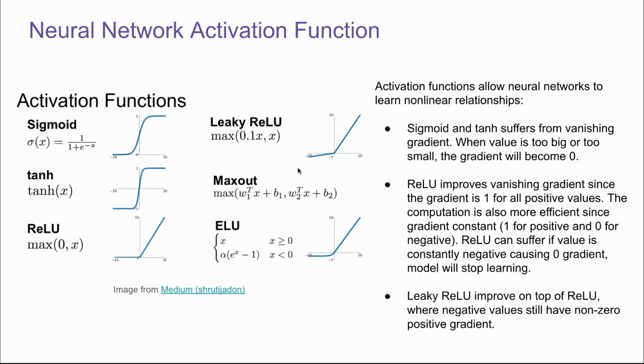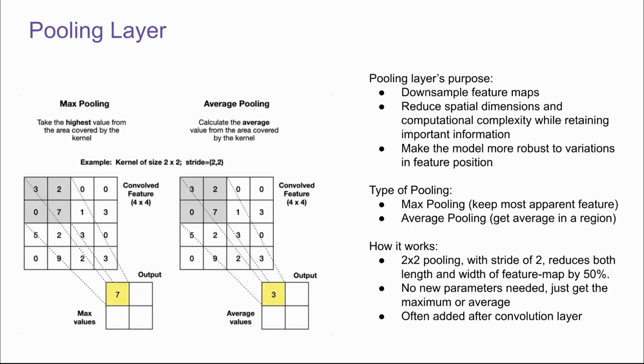And the leaky ReLU is supposed to help with that. So the negative values still have a non-zero positive gradient. It's just very, very small. For example, the positive gradient is 1 and the negative values' gradient will be 0.1. If you're not sure what activation function to use, you can start with ReLU, leaky ReLU, or its variants. It won't go bad. Next, let's talk about the pooling layer.